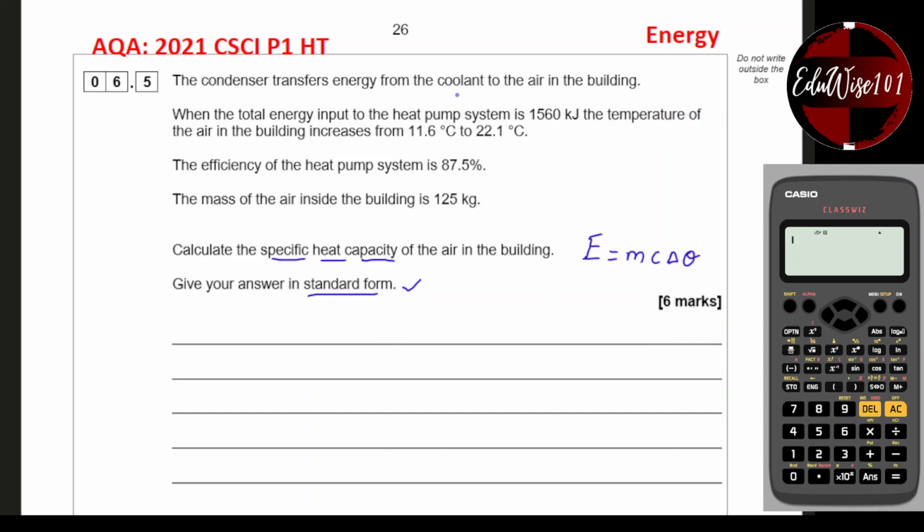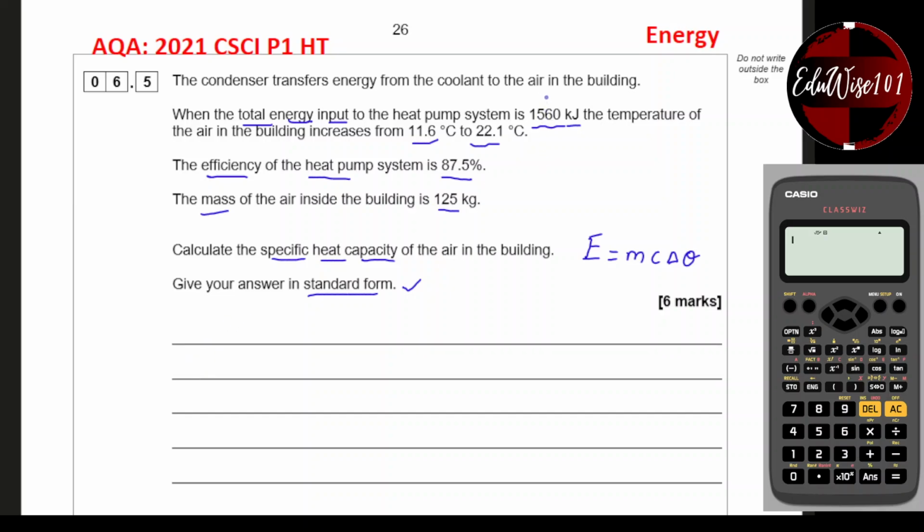The condenser transfers energy from the coolant to the air in the building. When the total energy input to the heat pump is 1560 kilojoules, the temperature of the air in the building increases from 11.6 to 22.1 degrees Celsius. The efficiency of the pump is 87.5%. The mass of the air inside the building is 125 kilograms. Now, you should easily be able to get 6 marks, even before you go into this equation, because there are a lot of conversions here where you can actually get marks.